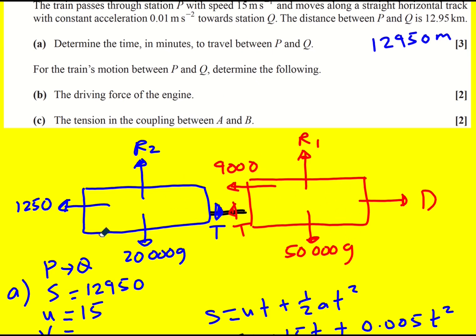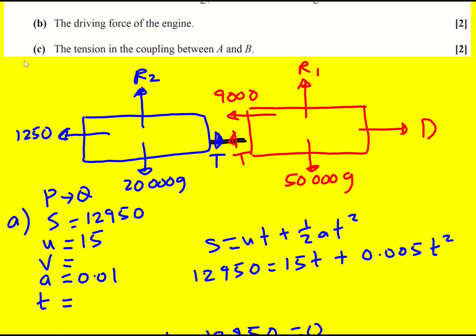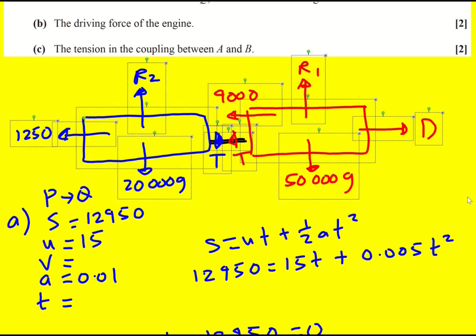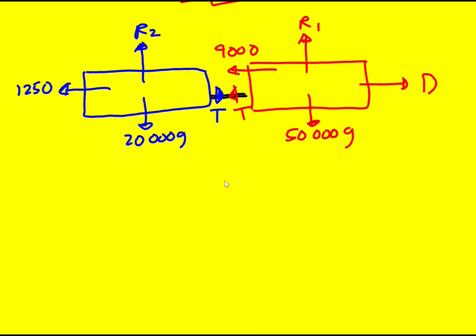But there is a quick way actually. Instead of looking at the blue or the red part, we can look at the whole system. Apply F equals ma to the whole system, because then the tensions simply cancel out and then I can get D. That is the intention here, because we're being asked for that first. So I'm just going to borrow my diagram. Okay, so F equals ma, on the whole system.